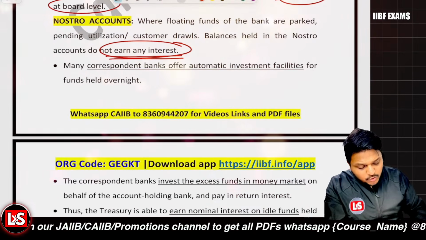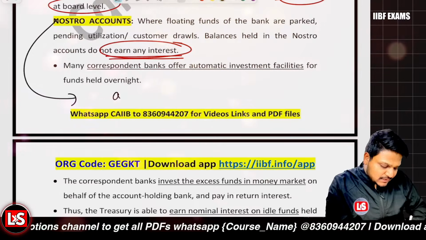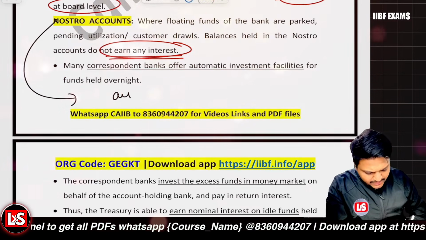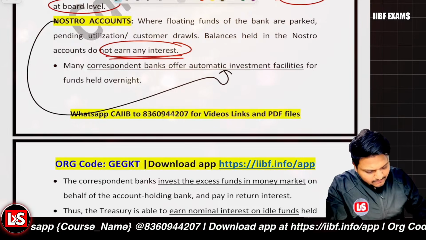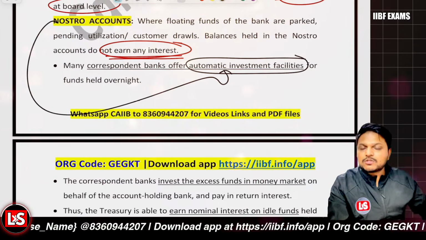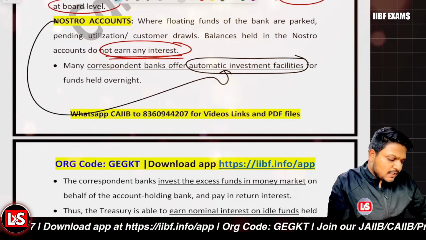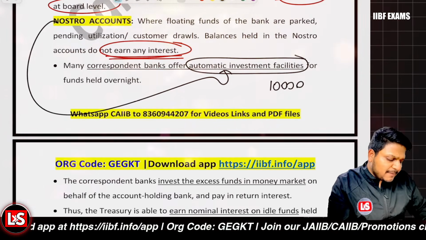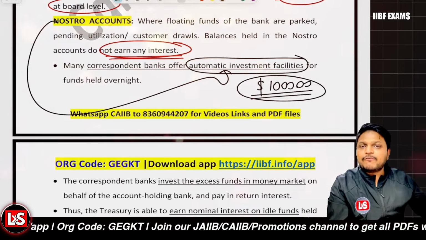So in those Nostro accounts, we can go for the automatic investment facility. It's already written over here. So we can go for the automatic investment facility in those accounts. Let's say we set a threshold of 1 lakh USD. Whatever the balance beyond 1 lakh USD, that will be invested into different markets.